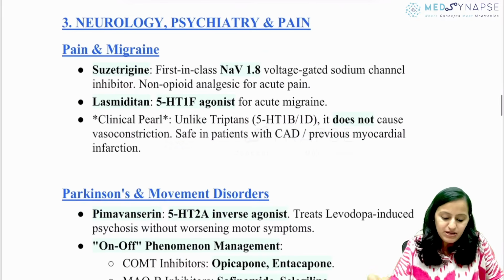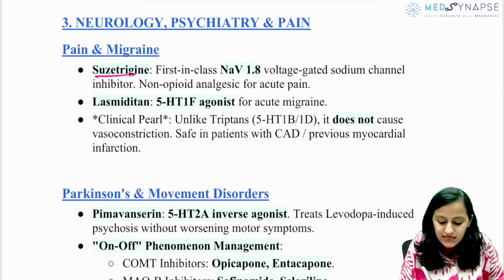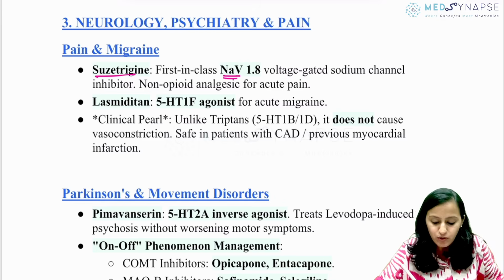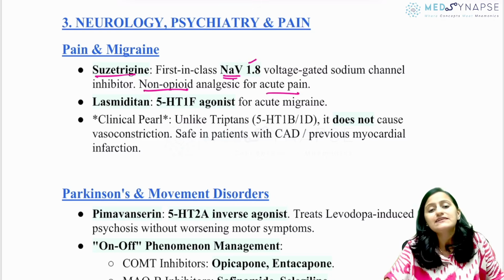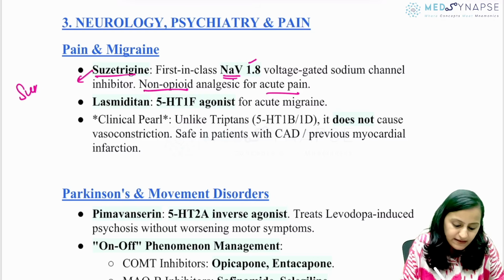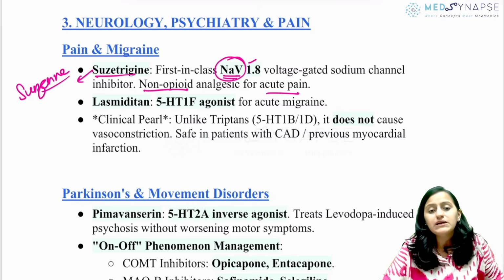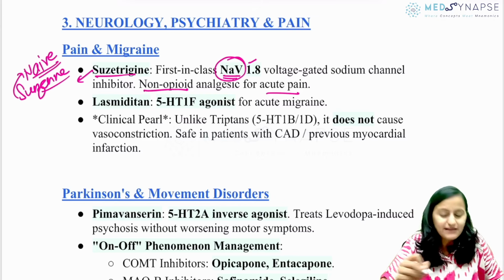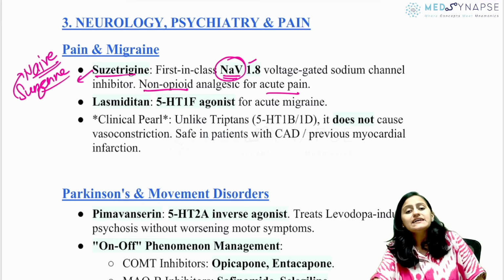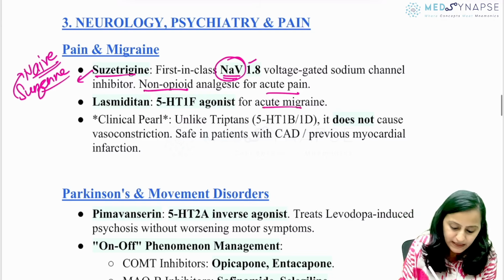Going to neurology, psychiatry and pain, the pain and migraine, a new drug, suzetrigine, which is the first in class, the sodium, right, NAV, sodium voltage, like remember 1.8 voltage gated sodium channel inhibitor. It is non-opioid analgesic for acute pain. Remember Suzanne Khan gone into pain, Hrithik Roshan ne chhod diya, so suzetrigine, that is for pain, which is your NAV. Okay, NAV. So Suzanne was very naive, and she got into pain. So Suzanne, naive, which is sodium voltage gated channel inhibitor, non-opioid. Very important for acute migraine, lasmiditan.